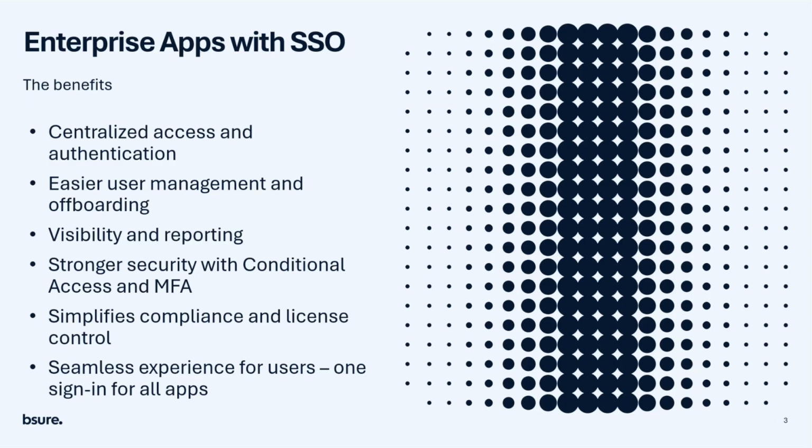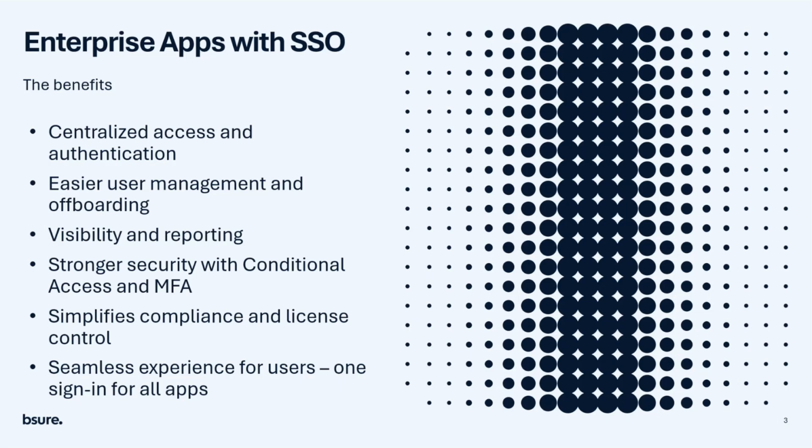It becomes easier to manage your users, both when you grant them access during onboarding and also when you offboard users. So when the user leaves and no longer has an account, he automatically loses access to the application. You get better visibility into the usage, reporting, logging, and insights. You get that directly in Entra, and that's also the data we use and show in the Bsure application.